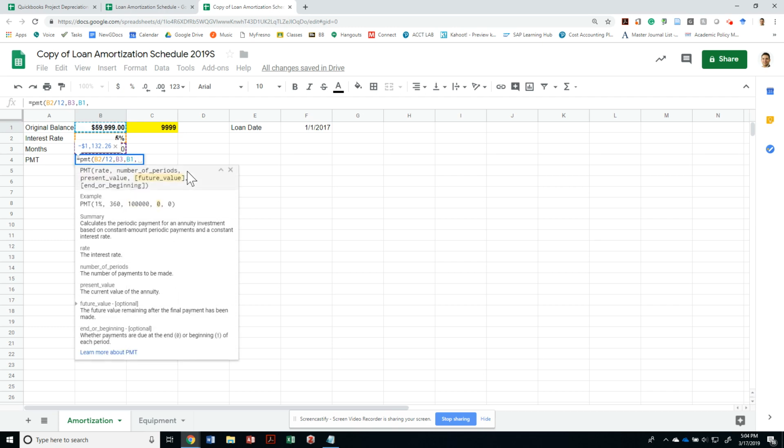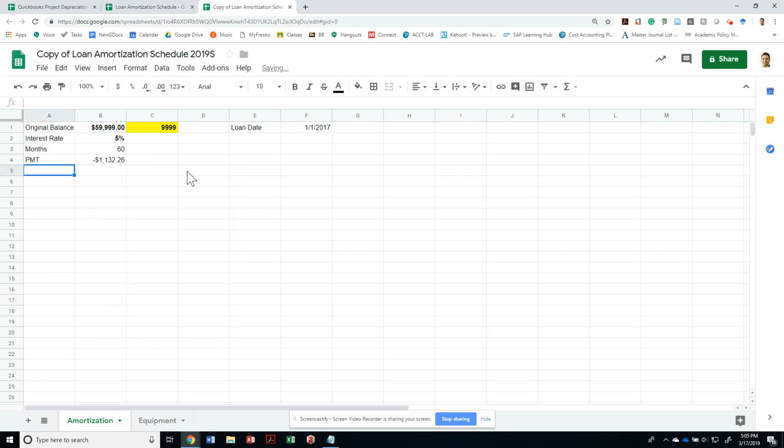And then the future value. This matters if you have a balloon loan where you have a value that is not zero, right? But in this case, it doesn't matter, so we could just put zero. And then the end or the beginning, meaning when do we make the payments? At the end of each period, we are going to make the payments. So we have to say zero at the end. So just a regular type of loan. And so according to this, my payment every month is going to be $1,132.26.